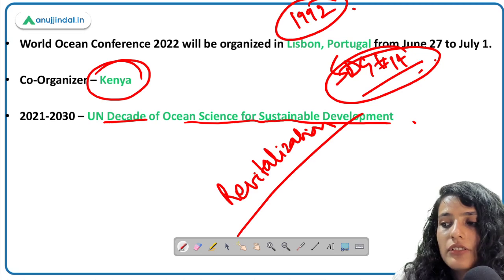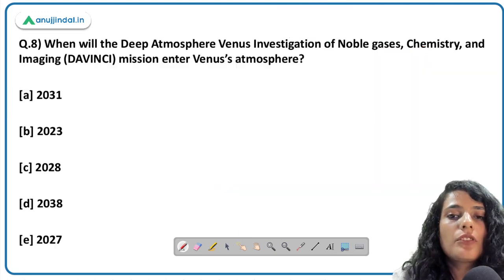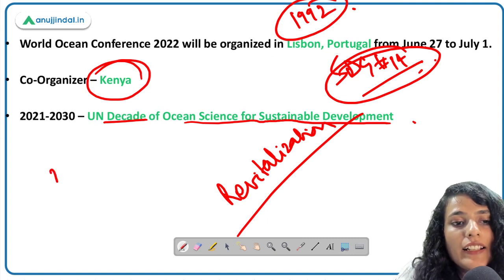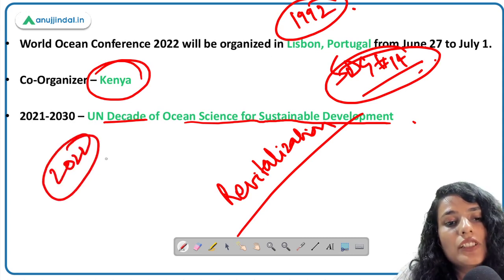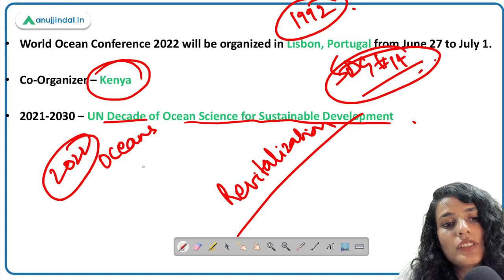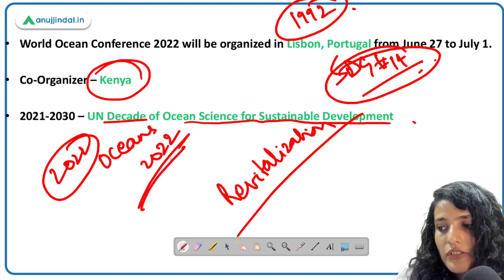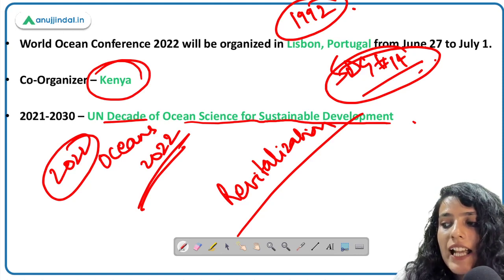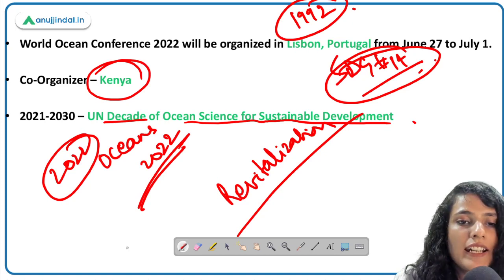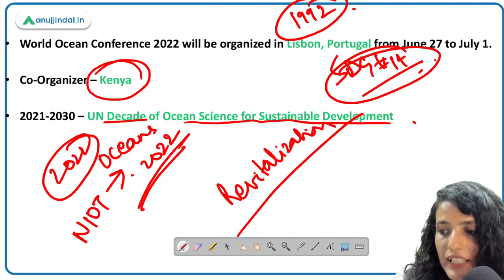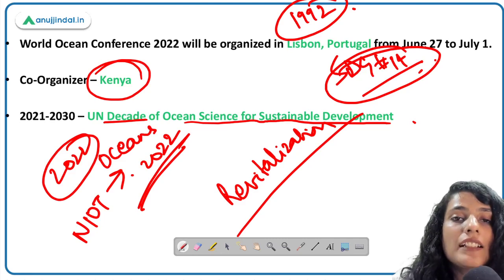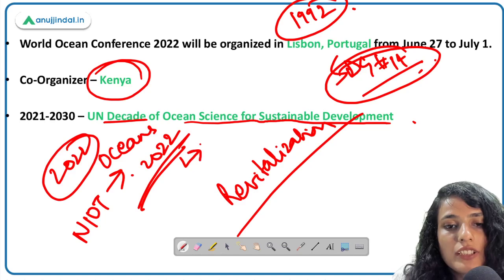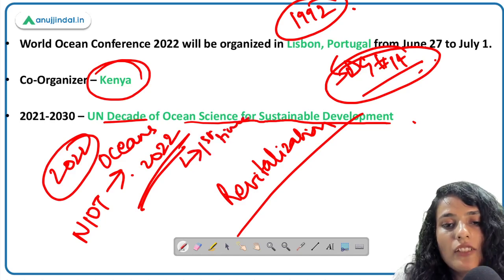Okay, very important to note that in 2022 India, for the first time, hosted the Oceans 2022 conference. The Oceans 2022 conference is observed by UNESCO's Intergovernmental Oceanographic Commission, and the National Institute of Ocean Technology (NIOT) hosted it. It is a biannual event, but India hosted this conference for the first time.